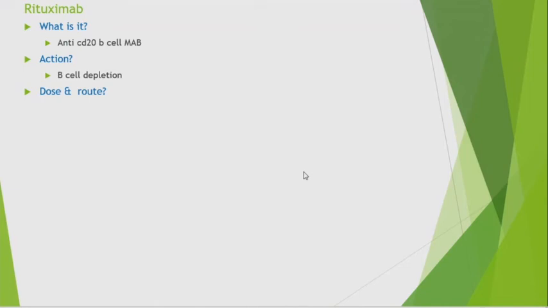Dose and route? IV. Yes, sir. IV is given, sir. And after 2 weeks, you repeat the dose, or you can give one dose and then repeat after 6 months. So, you are giving 1 gram 6 monthly. If you are giving 500 milligram, after 2 weeks you give another 500 milligram, then after 6 months. Okay, sir.